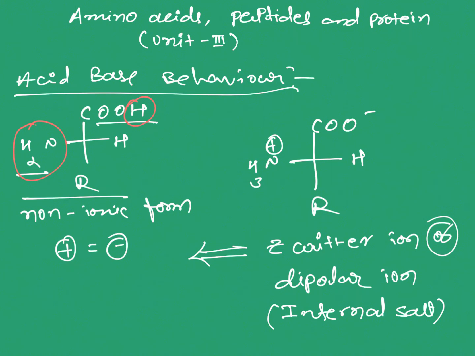Next class we will discuss about the isoelectric point and electrophoresis. So today we have discussed what amino acids are, classification of the amino acids, acid base behavior, that is Zwitter ion formation or Zwitter ion form of amino acid, and stereochemistry of the amino acids.